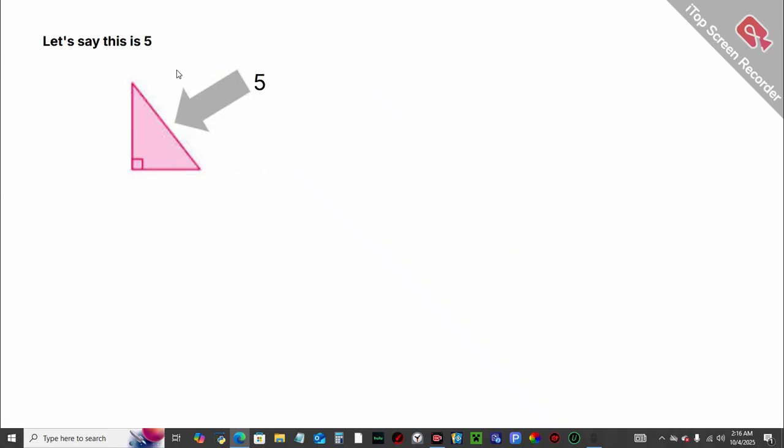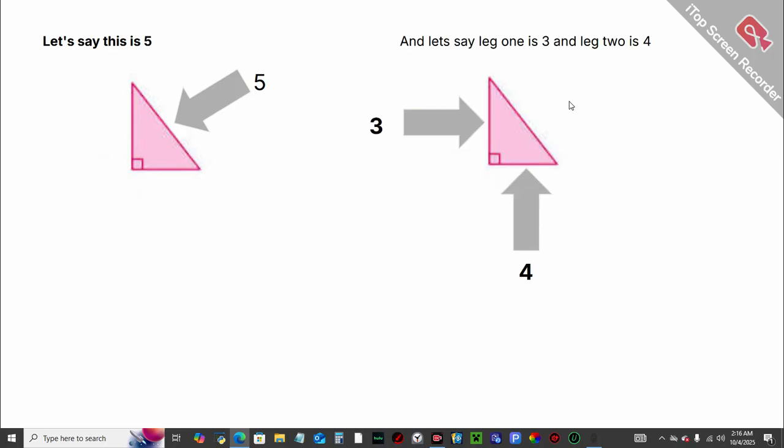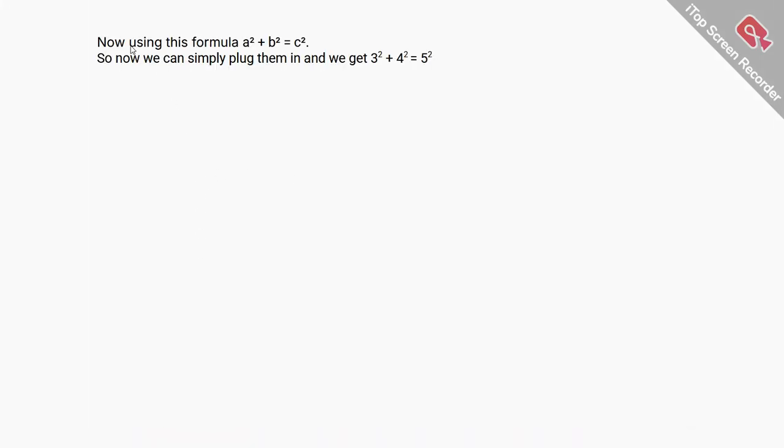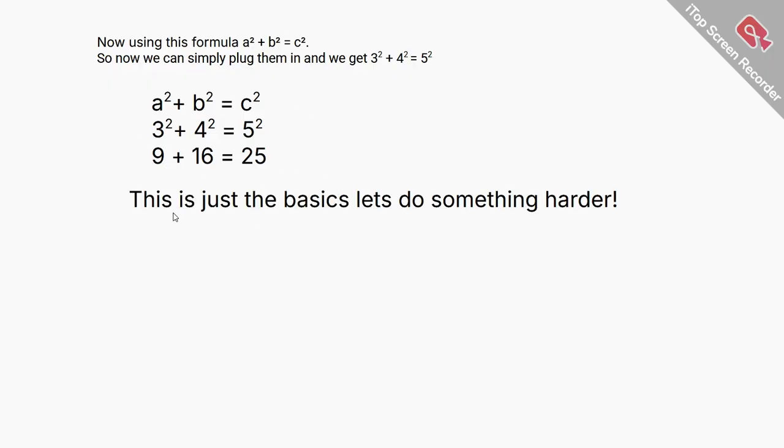Let's say the hypotenuse is 5, and let's say leg 1 is 3 and leg 2 is 4. Now using this formula, a squared plus b squared equals c squared, we can simply plug them in and we get 3 squared plus 4 squared equals 5 squared. This shows it's correct. So this is just the basics.